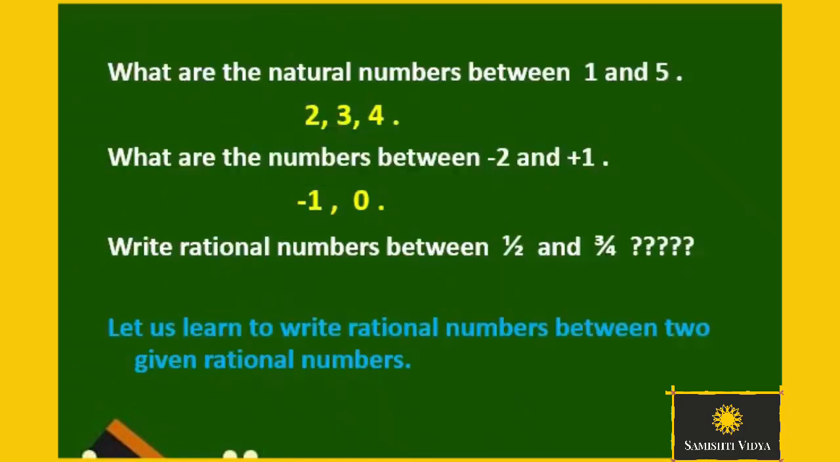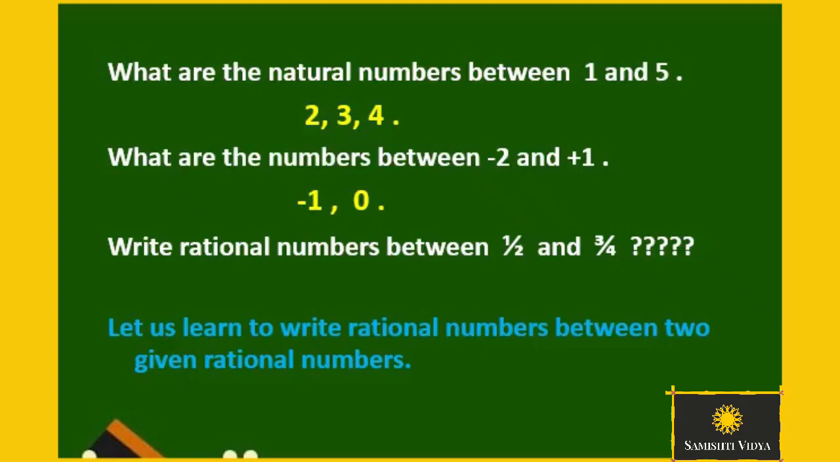So my dear students, now can you tell me what are the natural numbers between 1 and 5? Yes, they are 2, 3 and 4. Next, what are the numbers between minus 2 and plus 1? You have two integers, that is minus 1 and 0. Now can you tell me a few rational numbers between 1 by 2 and 3 by 4? Exactly. We cannot easily tell what the rational numbers in between 1 by 2 and 3 by 4 are.